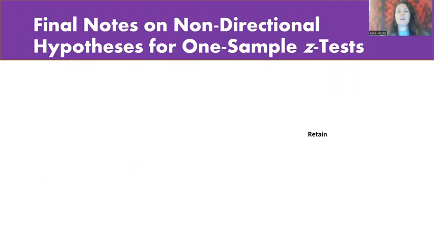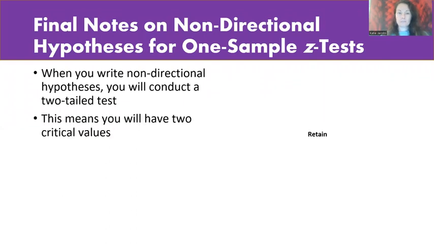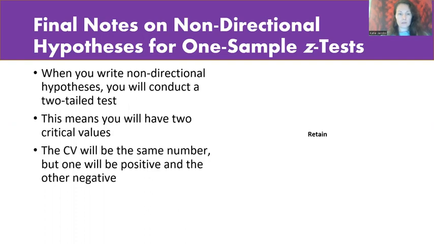So final notes on non-directional hypotheses for the one sample z-test. When we write non-directional hypotheses, we're conducting something called a two-tailed test. This means that when we move on later and find our critical values, we will have two critical values. The critical value will be the same number, but one will be positive and the other one will be negative.